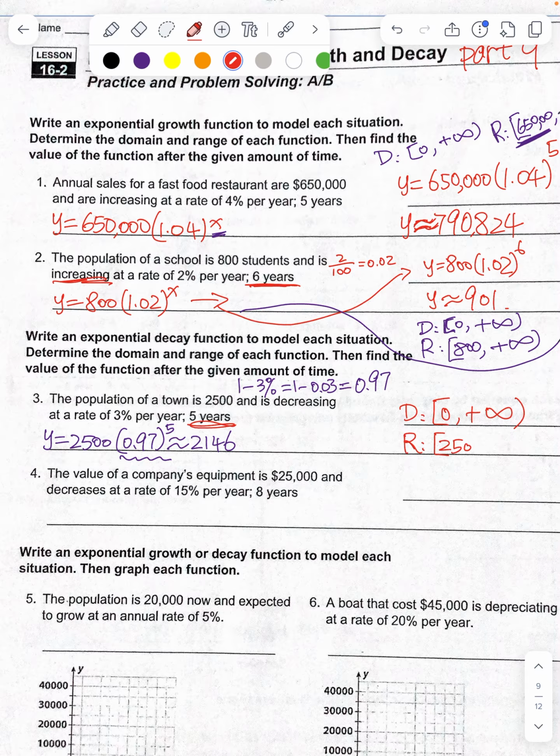Oh, I should write from the small to big, right? What's the possible population, the smallest? Could be 0, right? Never negative people, right? Population cannot be negative. So the smallest is going to be 0. And what is the biggest? It started from 2,500. So the range is going to be from 0 to 2,500 people.